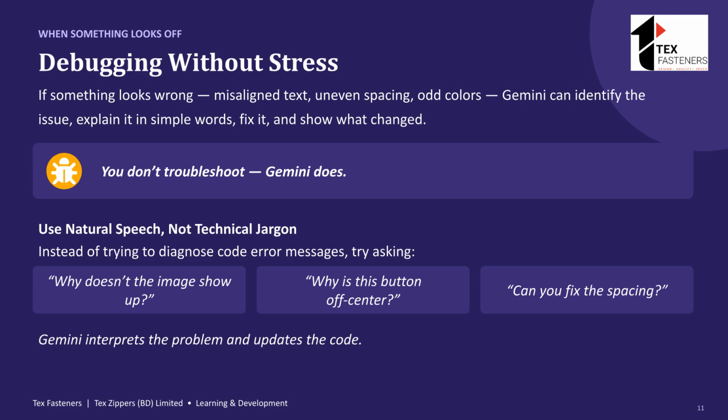What happens when something doesn't look right? Maybe the text is misaligned. Perhaps the spacing is uneven. Or a color or button doesn't appear as expected. You don't need to become a technical troubleshooter. You can simply explain the problem to Gemini. For example, why doesn't the image show up? Why is this button off-center? Or, can you fix the spacing? Gemini can interpret the problem, explain what may be wrong, and update the code. The important lesson is, use natural language to describe the problem, rather than worrying about technical jargon.